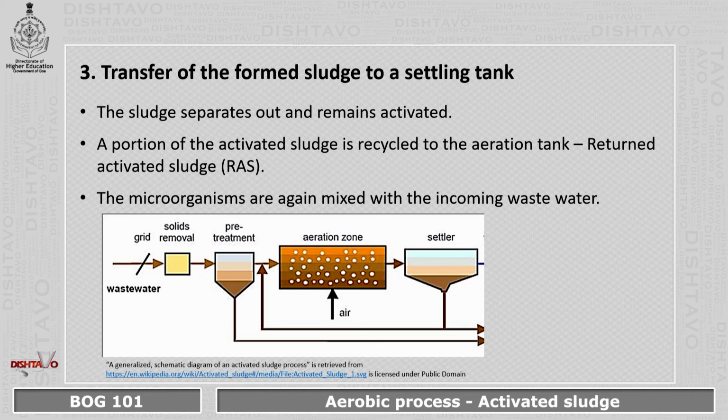A portion of the activated sludge is then recycled back into the aeration tank. This is done so that adequate quantity of microorganisms are maintained into the aeration tank. This returned activated sludge is called as returned activated sludge and abbreviated as RAS. In the aeration zone on returning, the microorganisms are again mixed with the incoming wastewater, and the process of treating the wastewater continues.